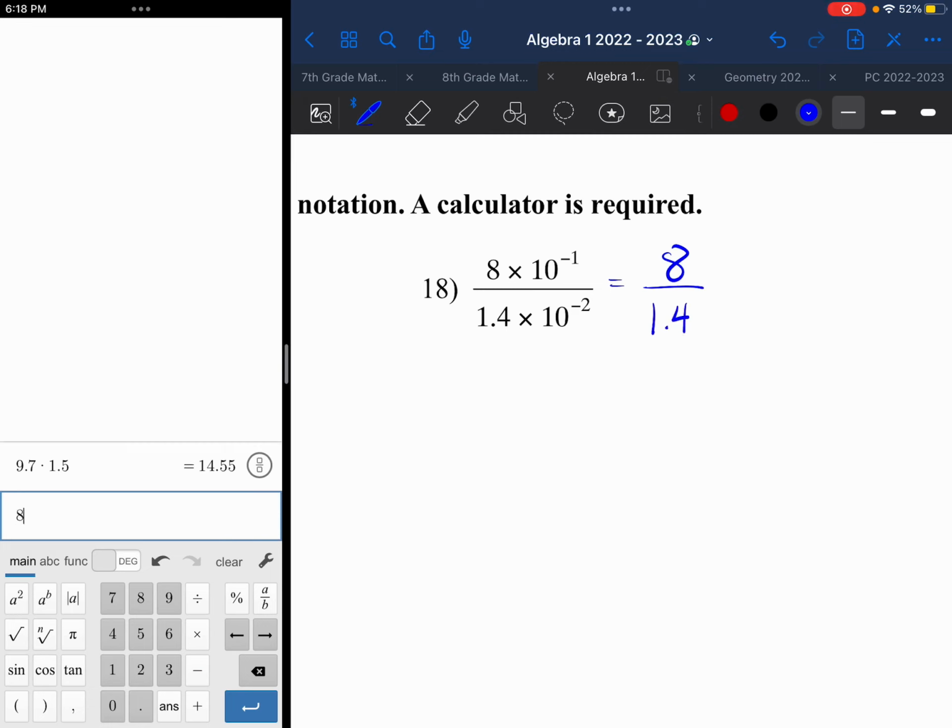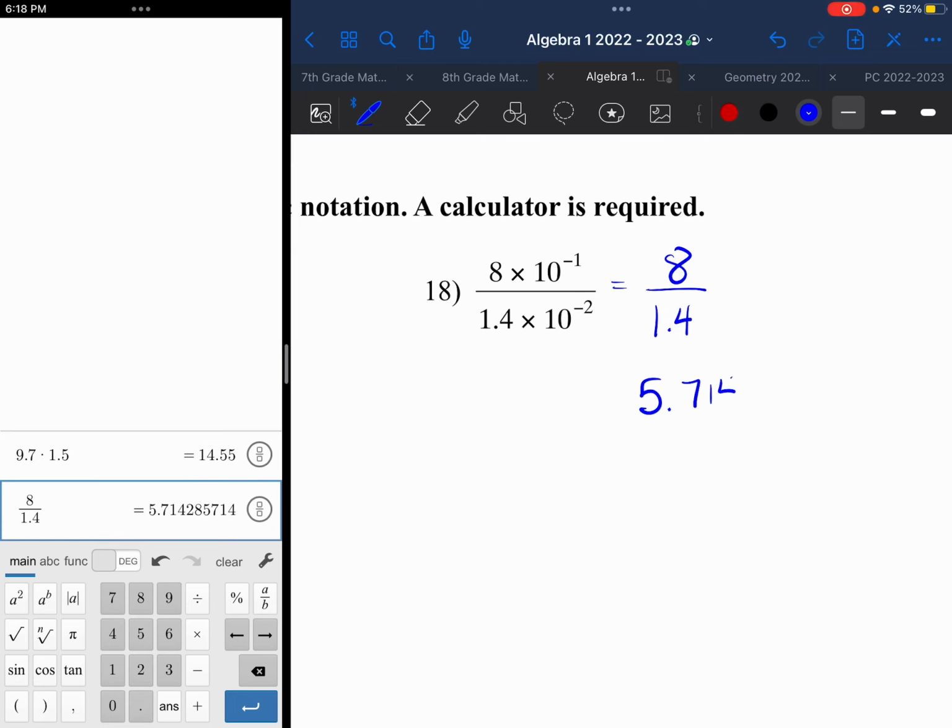So that's going to be 5. Okay, so now I have to worry about rounding. And typically for rounding, 3 decimal places will usually get you the right answer. So 5.714. The next number is a 2, so I don't round that 4 up.